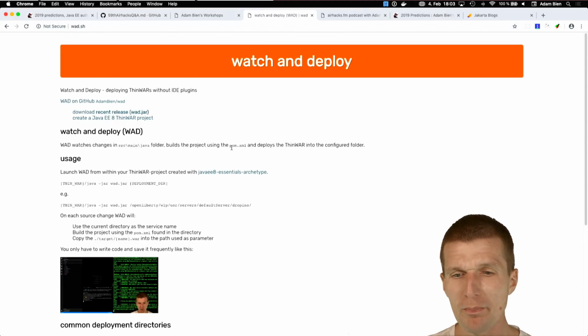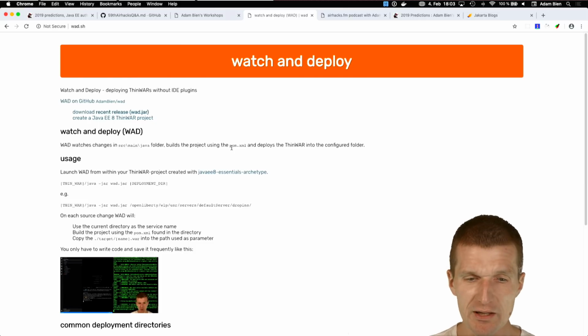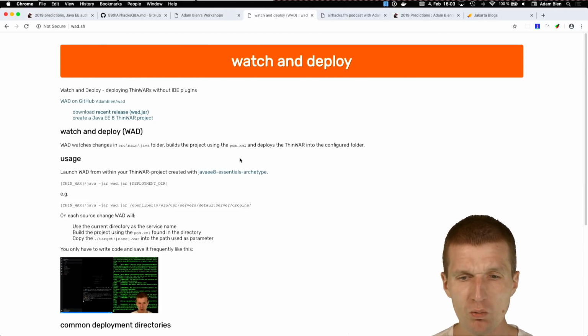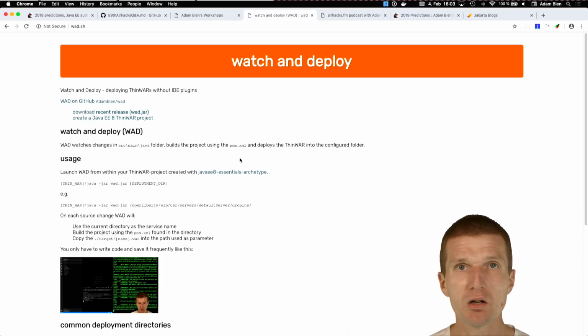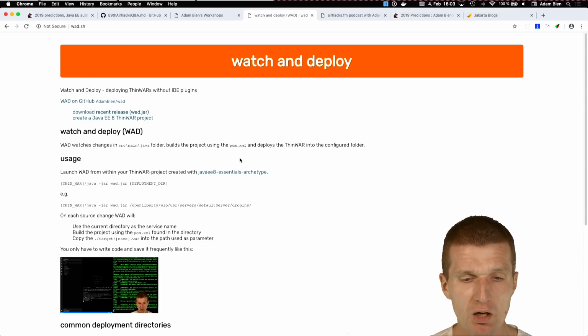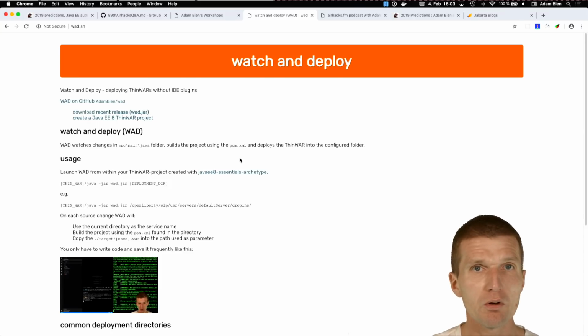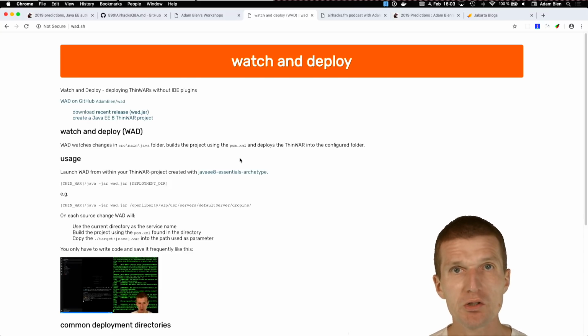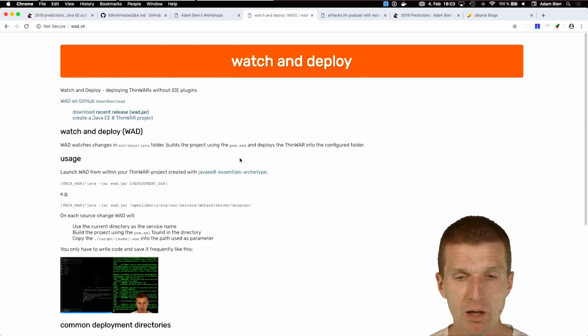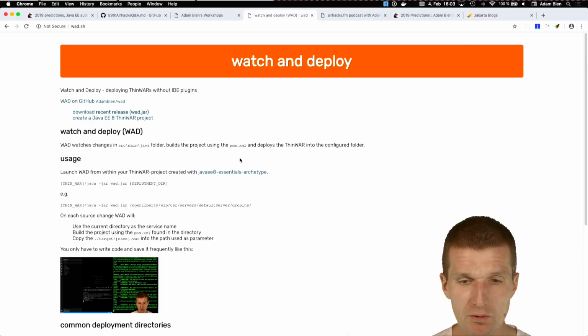Okay, now watch and deploy. WAD got a new homepage, a standalone website, and Watch and Deploy is a 430 kilobyte self-contained jar, which watches changes in your ThinWar project and runs Maven after every change, and copies the ThinWar to auto-deploy folders of application servers of your choice, which causes deployment. So I even use WAD to prepare the samples for the AirHacks TV.